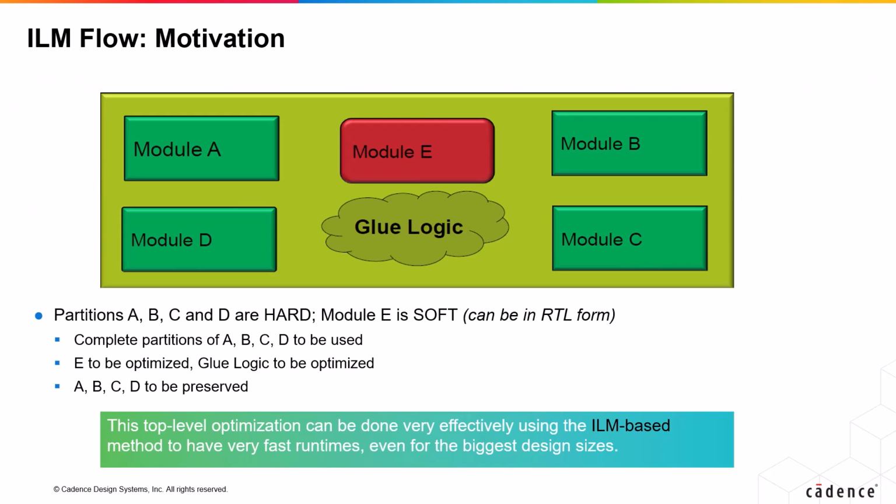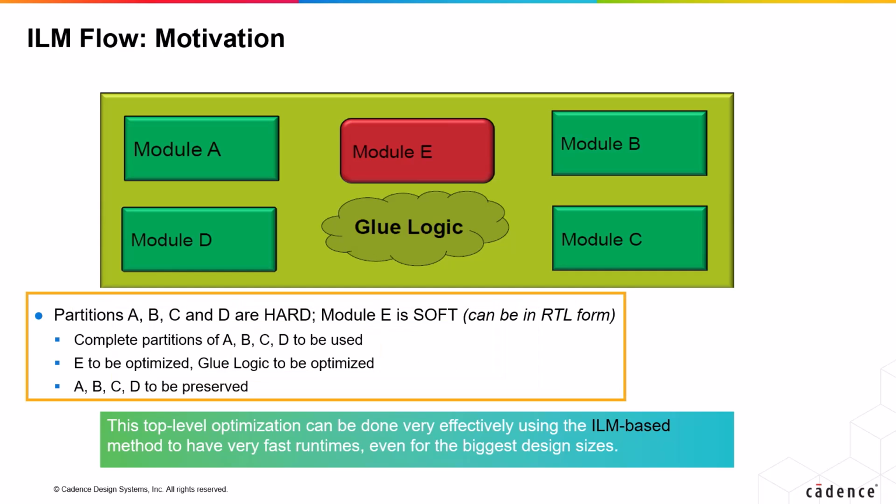Now let's check out why we should go with the ILM flow for our hierarchical synthesis. What is the motive behind that? Even though we have the .lib extraction for the sub-design that can be used easily at the top level, what is the reason for using the ILM flow?